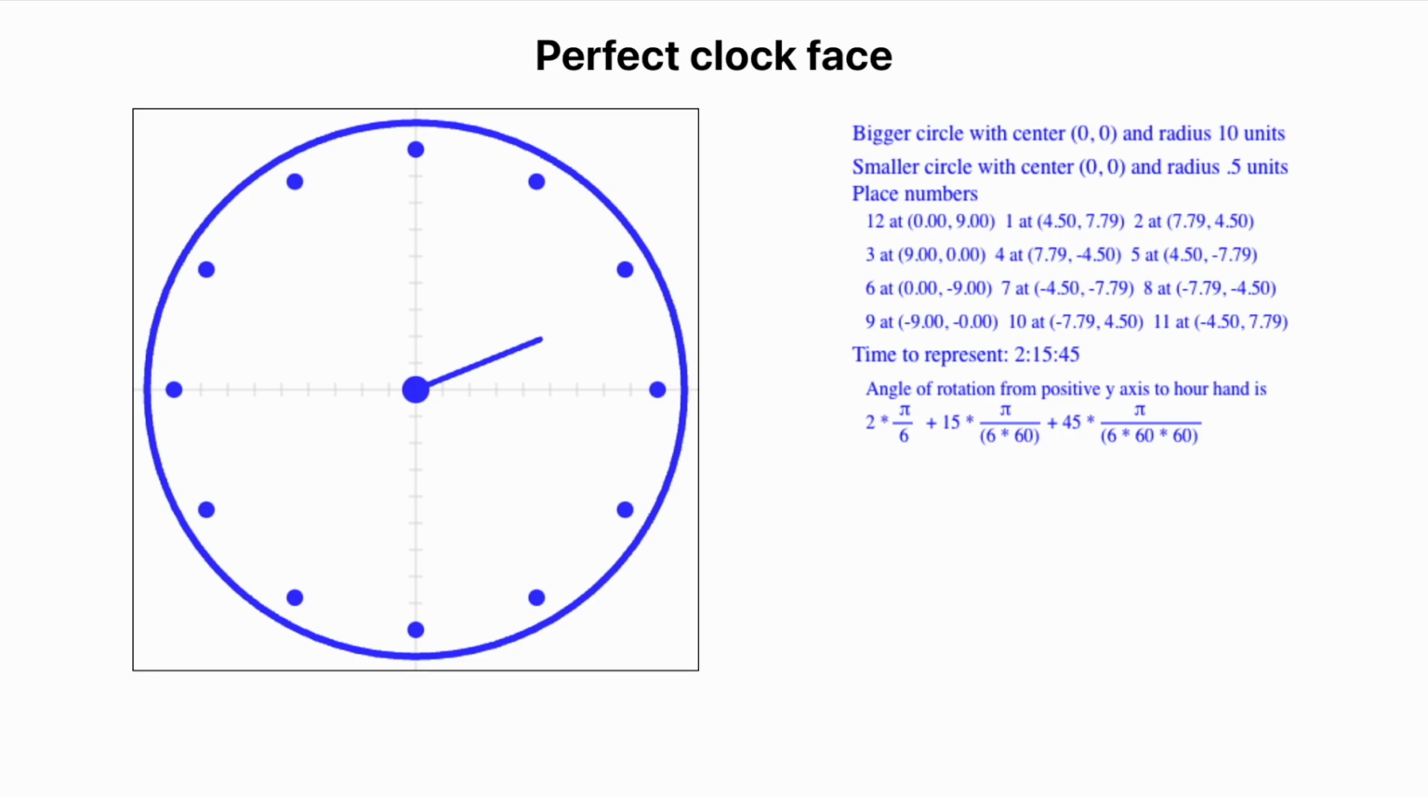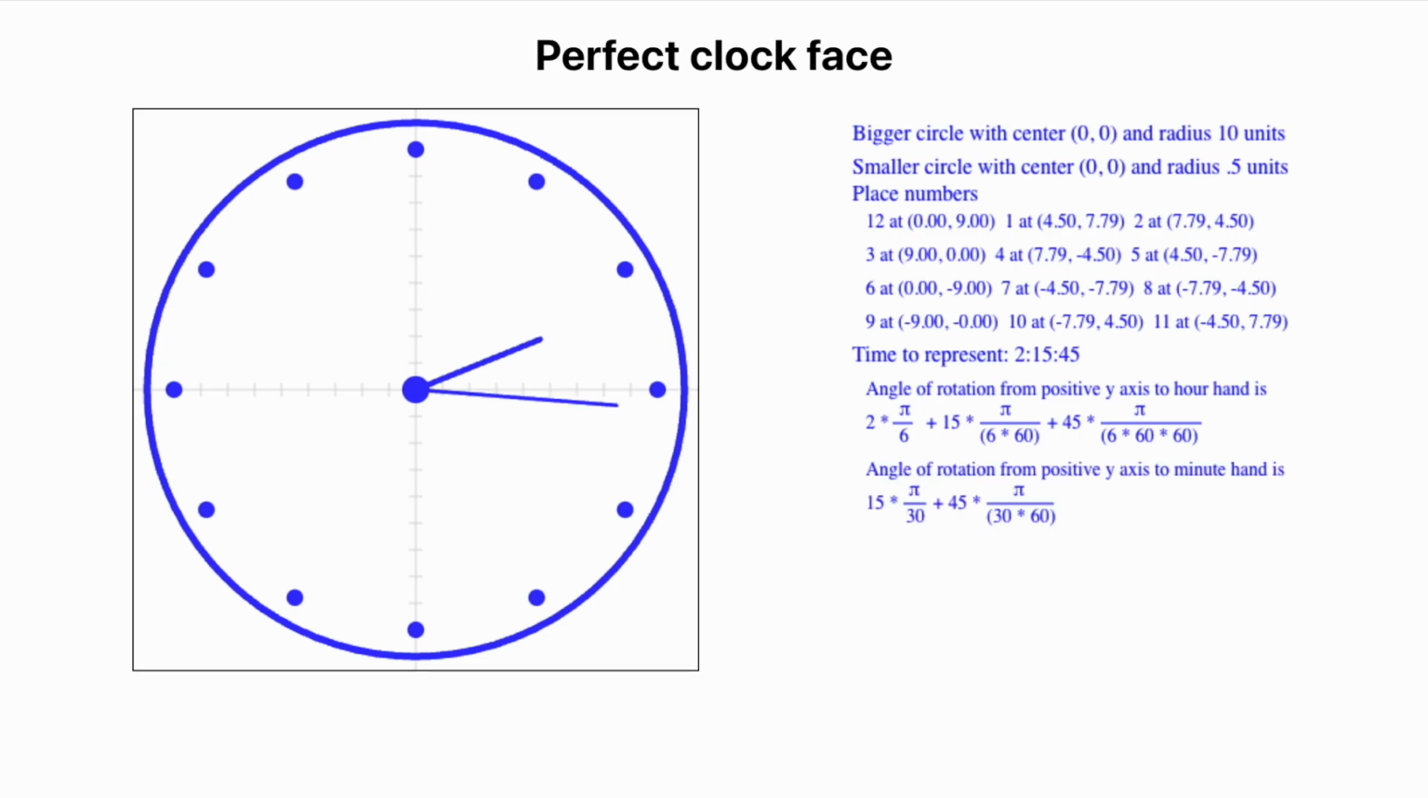The first part before the plus sign gives the value 60 where number 2 is present. In the second part, the angle 30 degrees is divided by 60, that is 0.5 degrees, and multiplied by minute value 15. In the third part, the angle 30 degrees is divided by 60 into 60 and multiplied by second value 45. Finally, the three values are added.